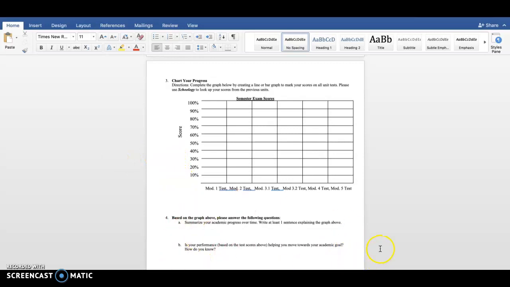Then I ask them, based on the graph, number one, use one sentence to explain the graph, so putting that visual into words, not only seeing the visual but also having to describe it, I feel is really powerful. It also gets at some of those math skills. And then based on how you see your progression, is this helping you move towards your goal, and how do you know? So really having them reflect on the graph that they made.